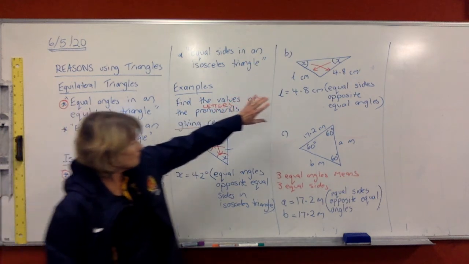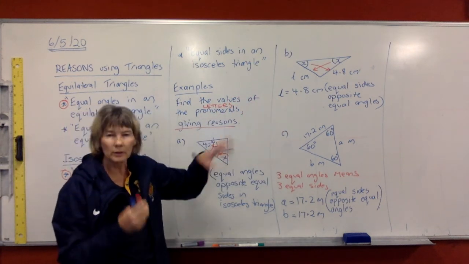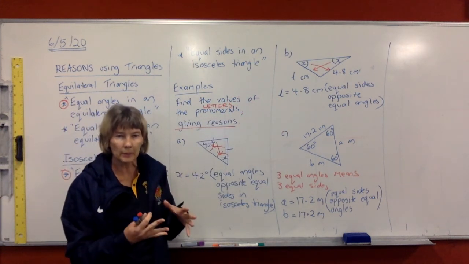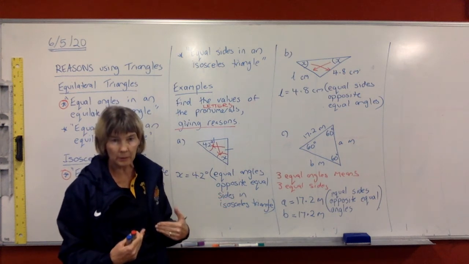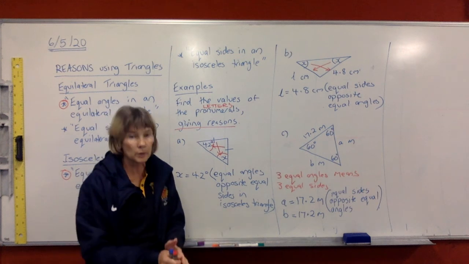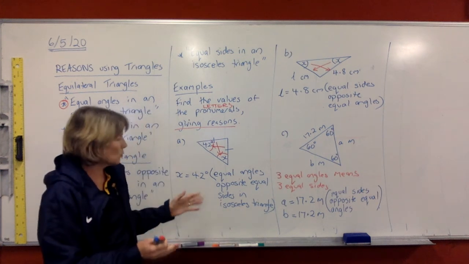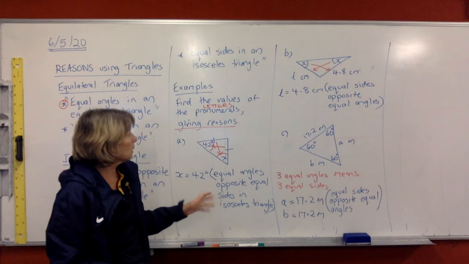So mainly with these, you're working on sides and angles opposite each other being the same. So if you've got equal sides, the angles opposite them are equal. If you've got equal angles, the sides opposite them are equal. And you're just working with those. So just play around a bit with it.